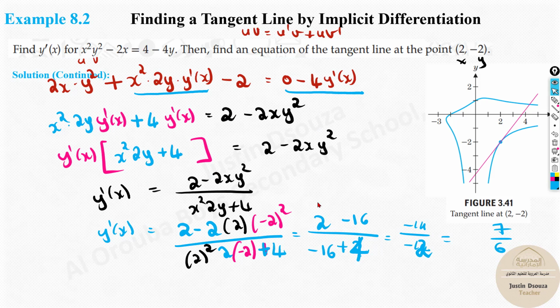Now, once that is done, you just substitute this x and y value in the slope, that is y dash of x, and you get the numerical value of the slope. That is 7 by 6. I'll remove this because there's too much.